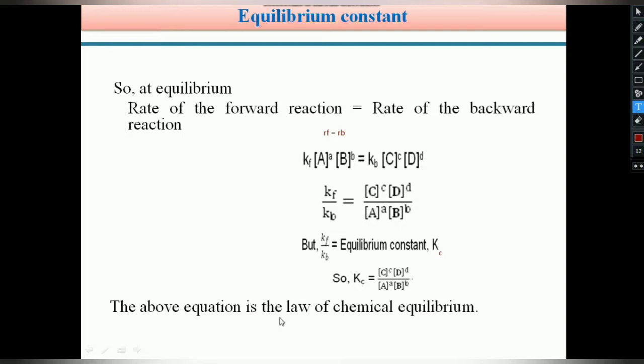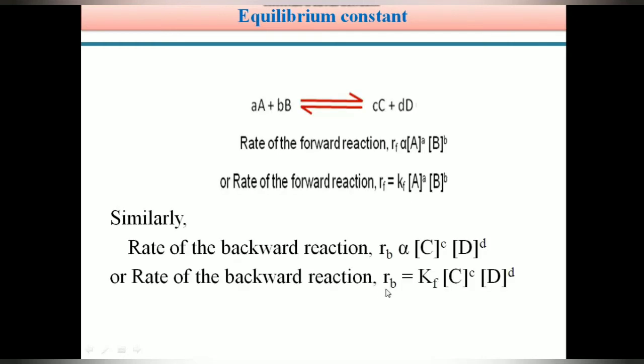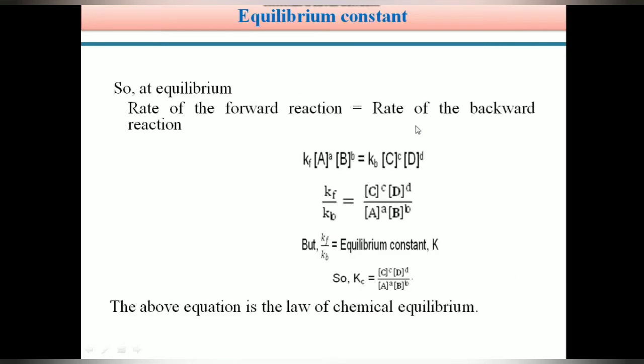Law of chemical equilibrium. Therefore, in order to develop a relation in terms of equilibrium constant, we can choose a reversible reaction. Based on the reaction, we can write the rate of forward reaction and rate of backward reaction. At equilibrium state, rate of forward reaction is equal to rate of backward reaction. On equating these equations and rearranging, we develop a new relation. Kc is equal to concentration of C to the power of c into concentration of D to the power of d by concentration of A to the power of a into concentration of B to the power of b. So this is very easy. You can remember easily.